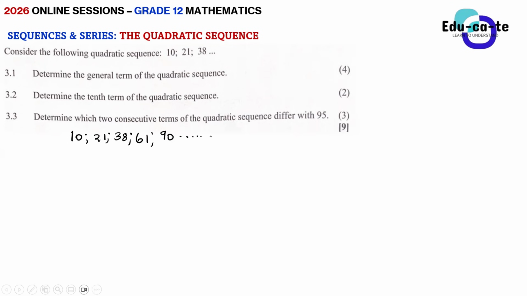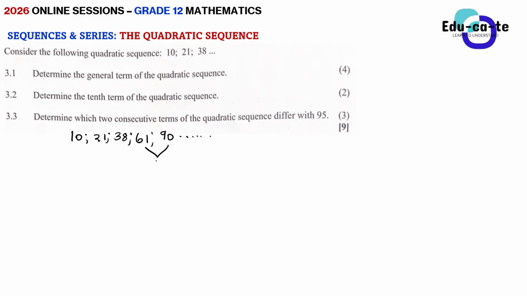So first thing that you do, guys, whenever you receive a sequence of values, is to try and establish the difference. So you have to do the difference between two consecutive terms. You say this term, 90 minus 61. What is 90 minus 61? Guys, quick with your calculators if you cannot do it mentally.